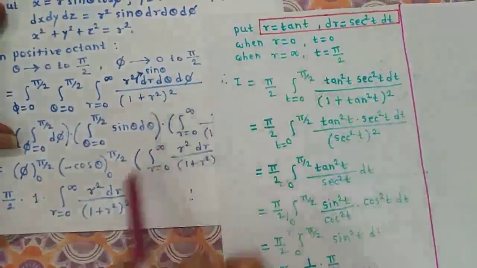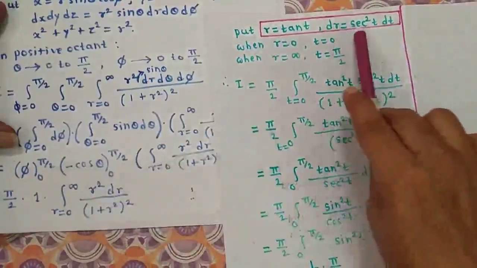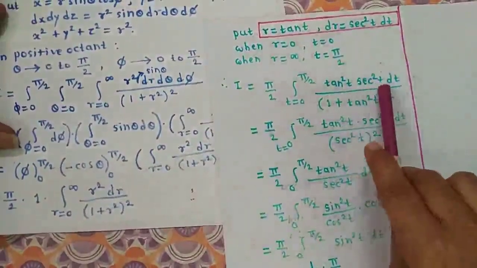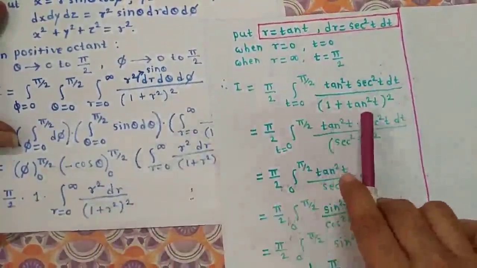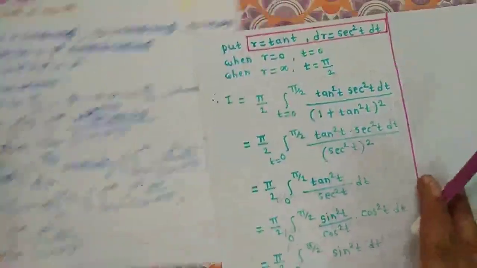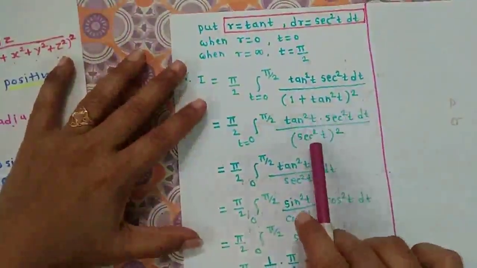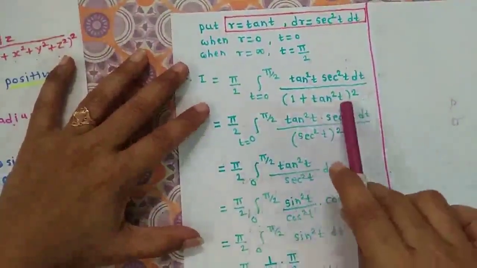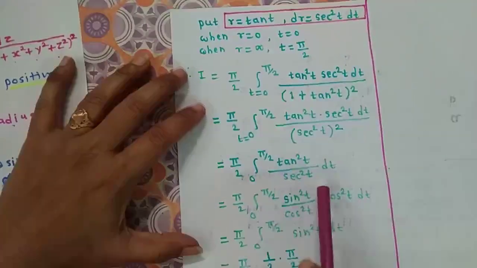Okay, now what is the value of dr? It is sec square t dt. The denominator is 1 plus r square, that is (1 plus tan square t) whole square. Now 1 plus tan square t is sec square t, and there is a whole square, so one of the sec square gets cancelled. So in the denominator simply sec square t remains.